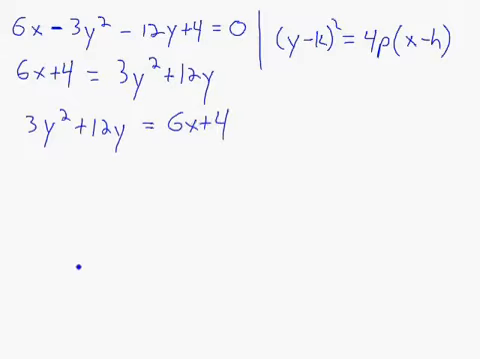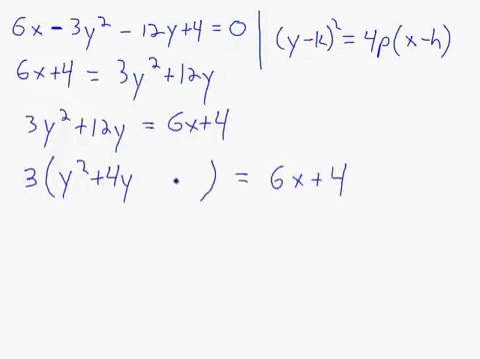Now, I want to complete the square on 3y squared plus 12y. But to do that, I need a 1 in front of the y squared. So how do I get a 1? Well, one way is to factor out the 3 or divide through by 3. I prefer factoring it out, at least to start with. If I factor out the 3, what's left is y squared plus 4y, leave some room, close the parenthesis, equals 6x plus 4.